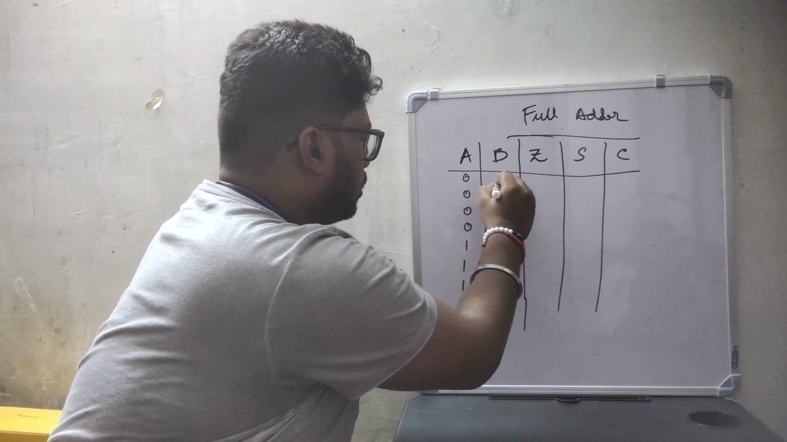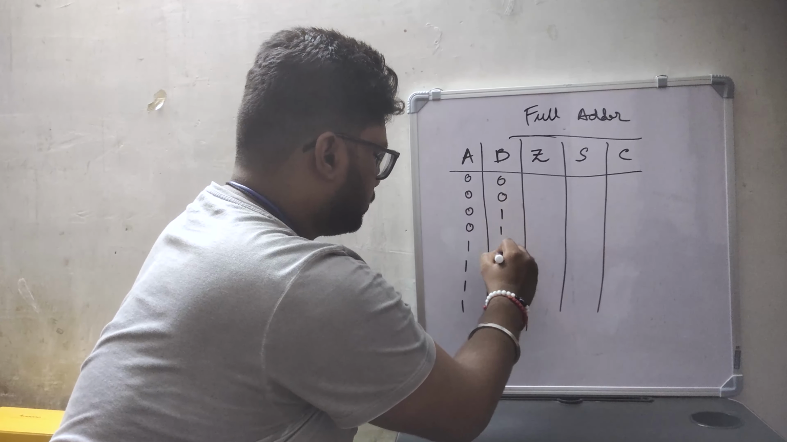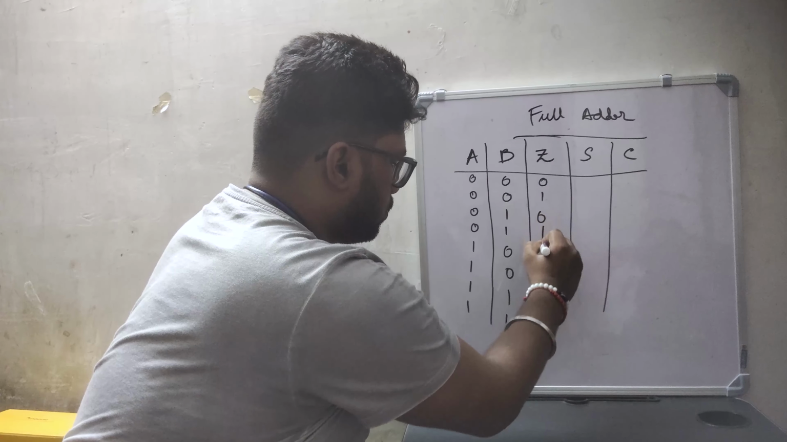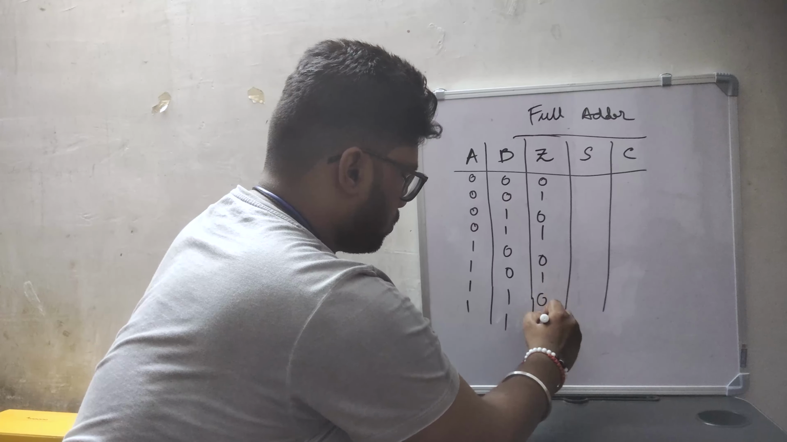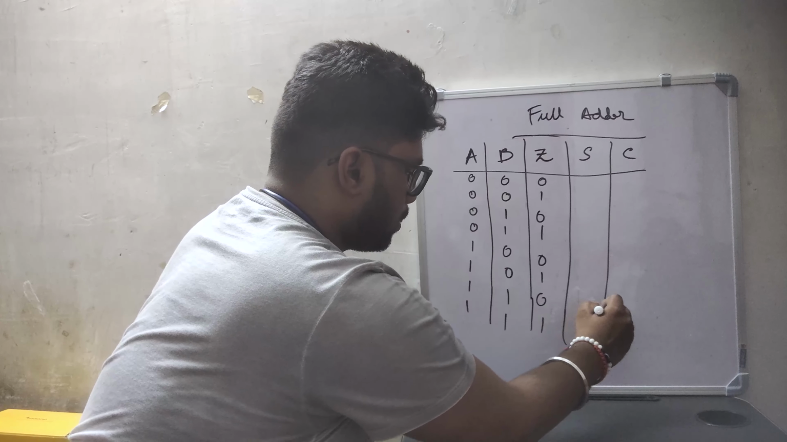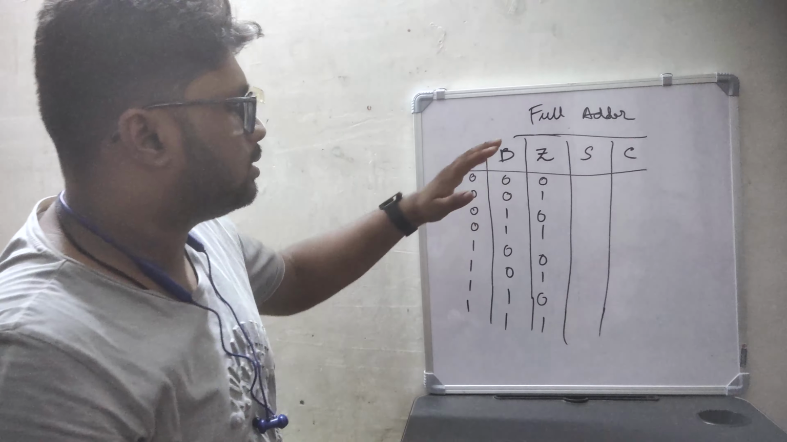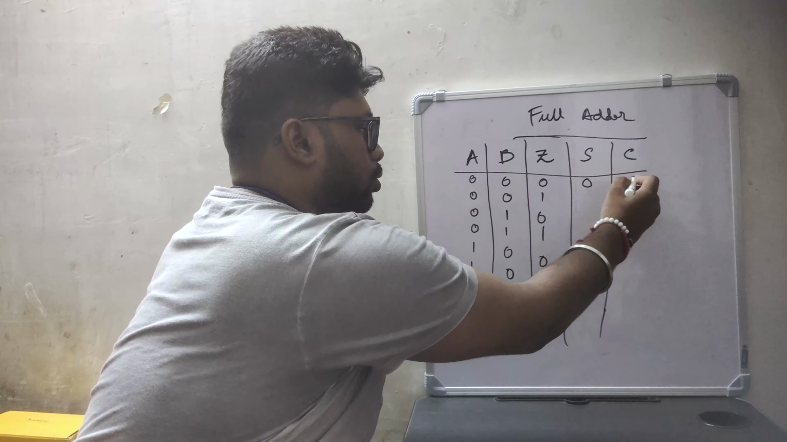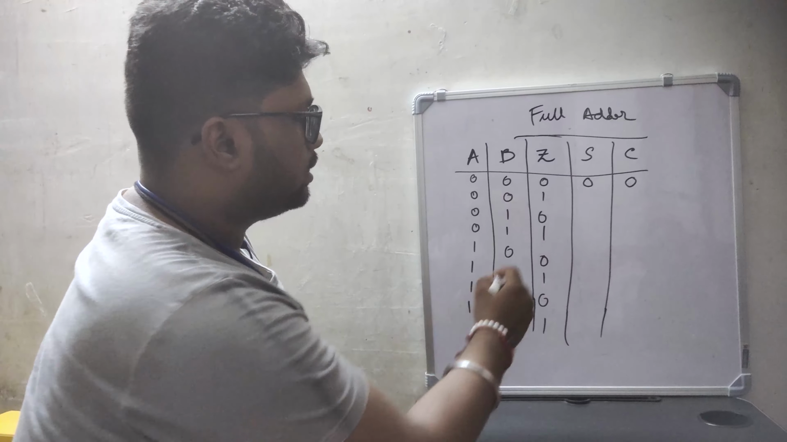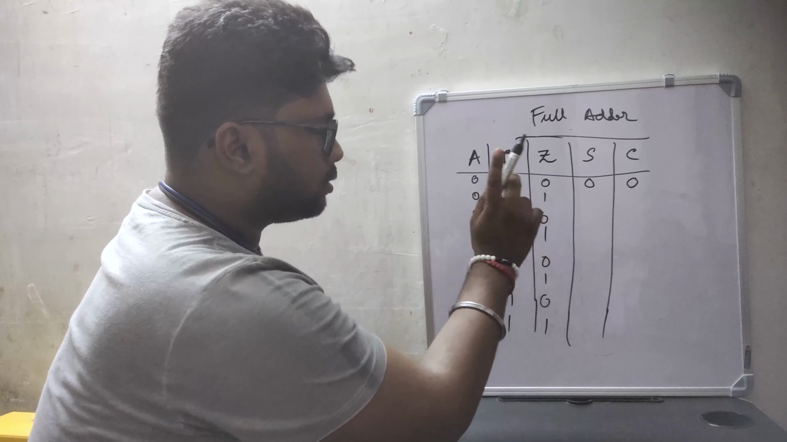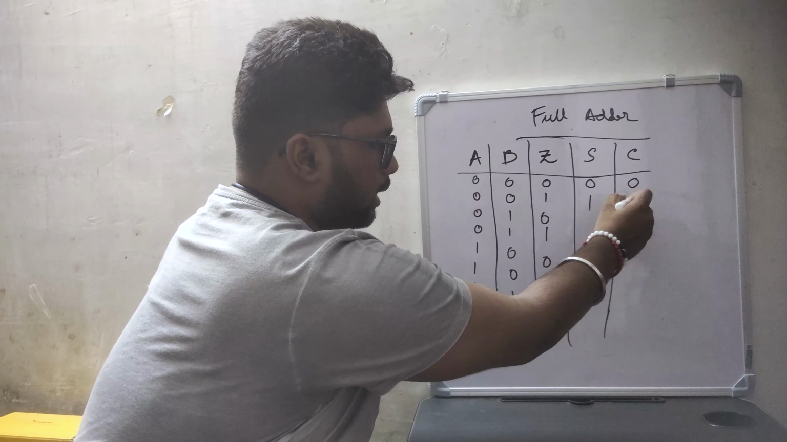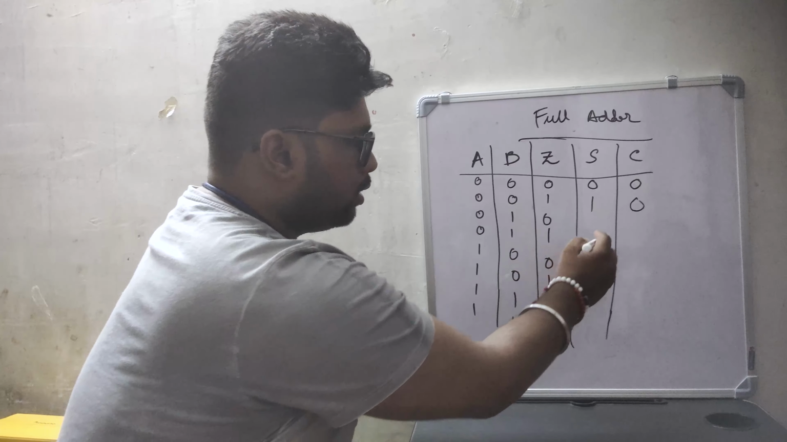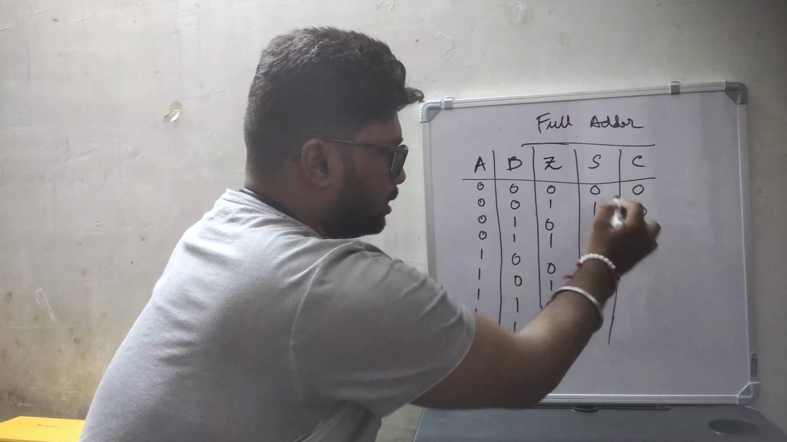And we are going to write all the inputs first. And the outputs will be based on these 3 inputs. So first is 0 0 0. So obviously sum and carry both will be 0. Next, since A is 0, B is 0, and Z is 1, we are going to get sum as 1 and carry as 0. Next, A is 0, B is 1, and Z is 0. So we are going to get 1 again, and carry will be 0.